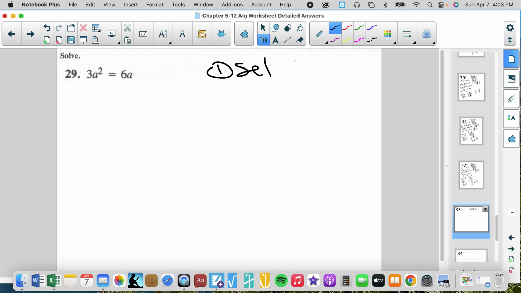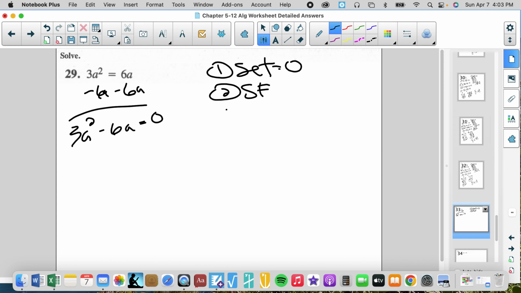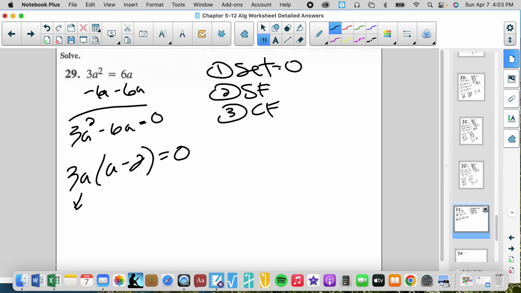Set equal to 0. Let's hope they get challenging. Minus 6a. We get 3a squared minus 6a equals 0. Standard form, yes. Common factor, yes. We have 3a, and that gives us a minus 6. Nope, a minus 2. I would have made a mistake. I'm rushing. Set them each equal to 0. 3a equals 0. A minus 2 equals 0. Divide by 3, divide by 3.